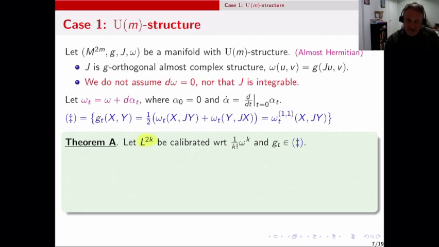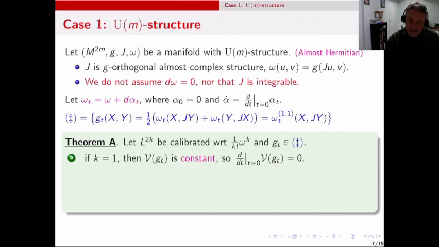Suppose we have a 2k dimensional oriented submanifold. Remember, this is fixed, a compact oriented embedding. That's fixed. And suppose that it's calibrated with respect to this calibration form, this Kähler calibration form. And suppose we have a family of metrics in this special class of variations that I just described. Then there are 3 cases to this theorem. If the real dimension is 2, if k is 1, then in fact this volume functional is constant, is independent of t. So certainly its time derivative at time 0 will be 0 since it's a constant function.